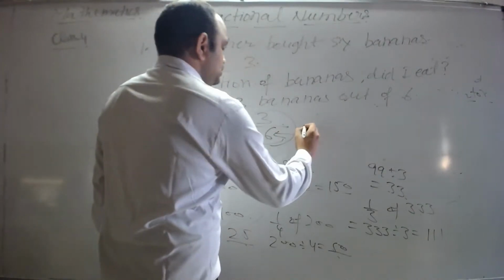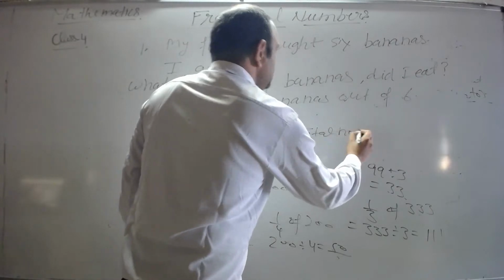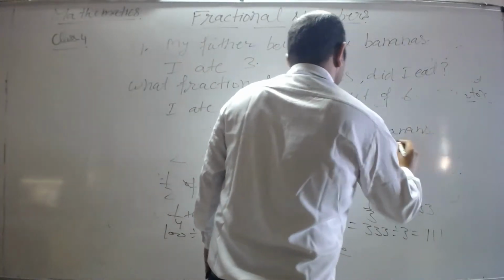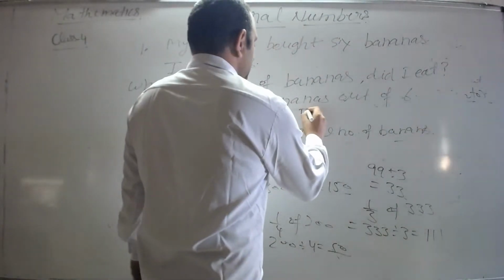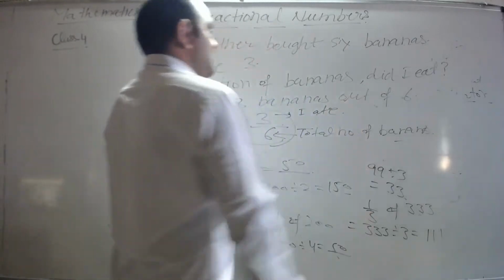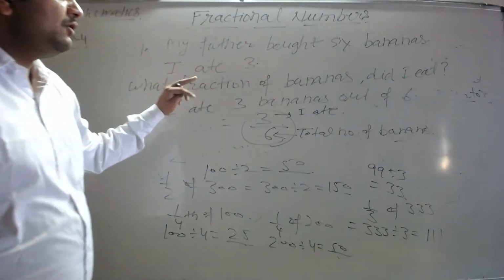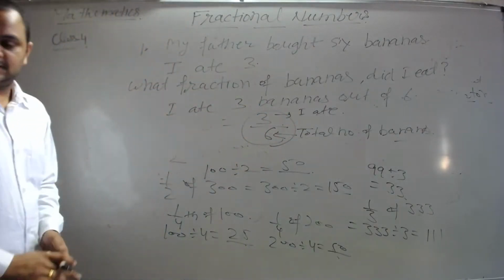Here 6 is the total number of bananas, and 3 I ate. So what will be the fraction of bananas I ate? I ate 3 bananas out of 6.